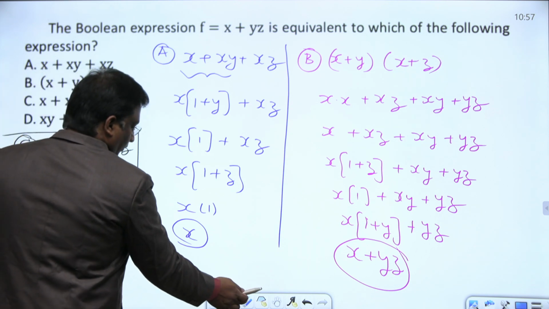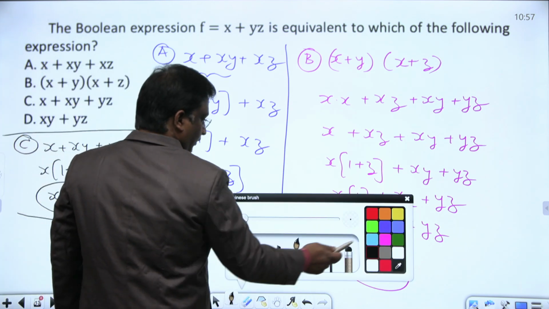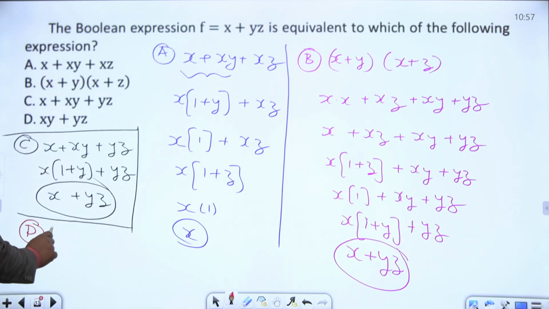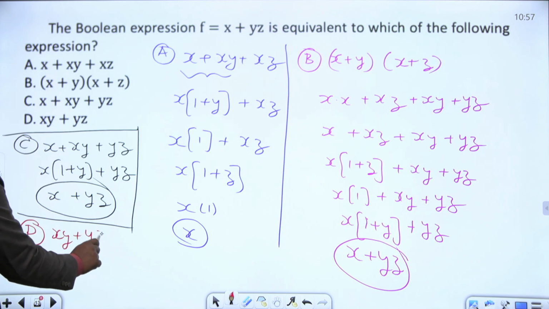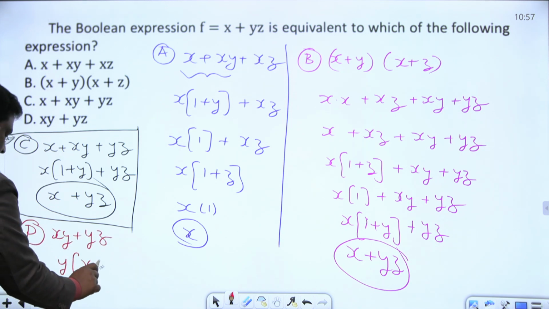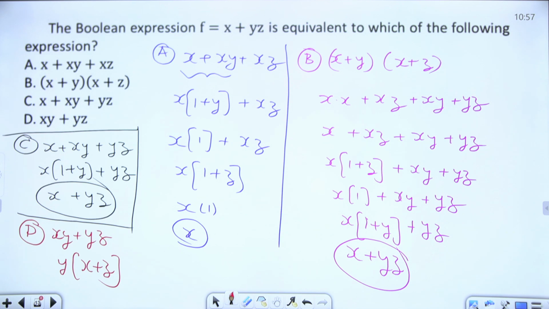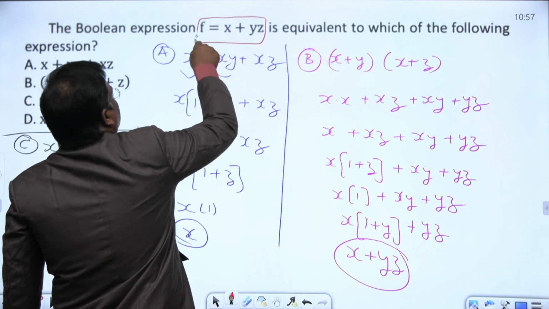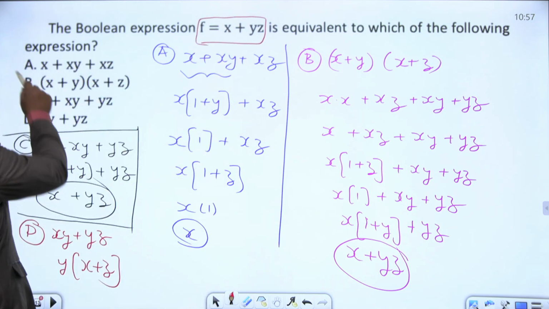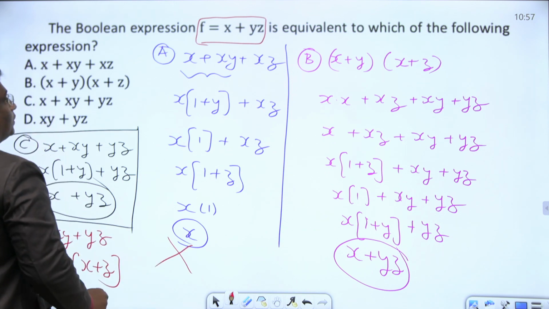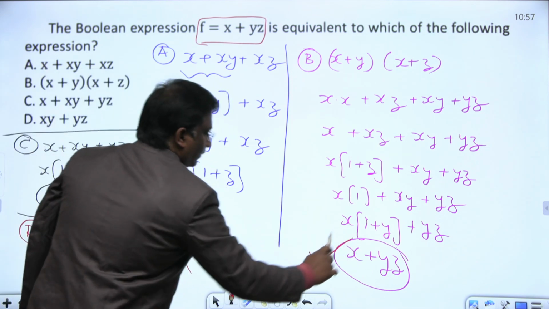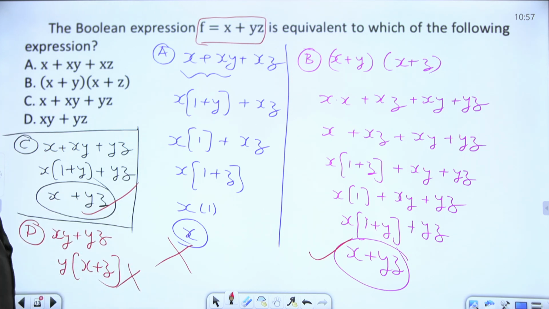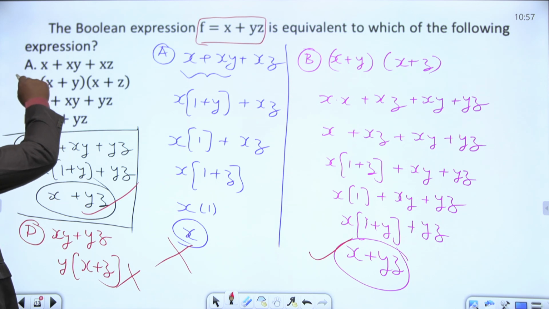Let us try to simplify option D. If I take D, this is xy plus yz. If I take y common, something like xz. From this, which of the expressions give the answer x plus yz? Option A is giving x, so it's not. Option B, if I simplify, gives x plus yz. Option C, if I simplify, gives x plus yz. Option D is some other expression. Then the right answers here are B and C.